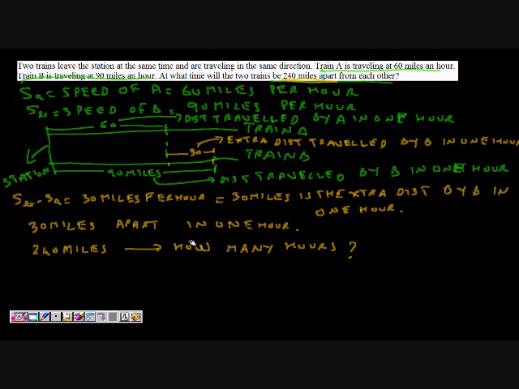So we know that in 1 hour, these two trains are apart by 30 miles. That's the difference between the distance traveled by B and the distance traveled by A. So another easier way to say it is this is equal to 240 divided by the number of miles that they're apart in 1 hour. 240 is the total distance that they need to be apart, and 30 miles is the distance that they're apart by in 1 hour, which is 8 hours. And that's how you solve this problem.